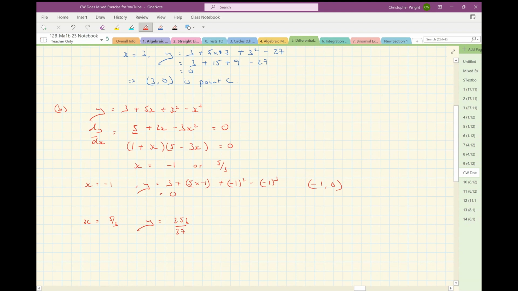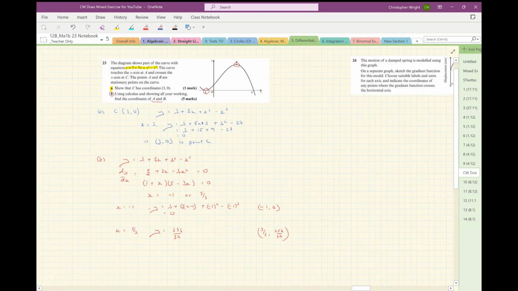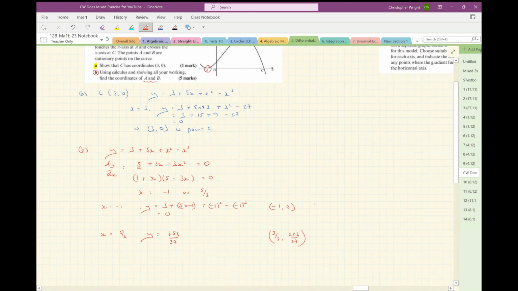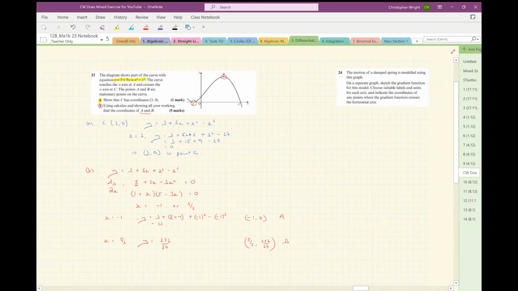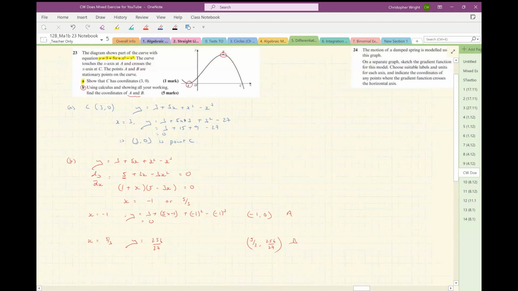So the coordinate of that stationary point is 5 over 3, 256 over 27. So I was asked to find the coordinates of A and B, so those are the coordinates of A, and those are the coordinates of B. And that's question 23 finished.